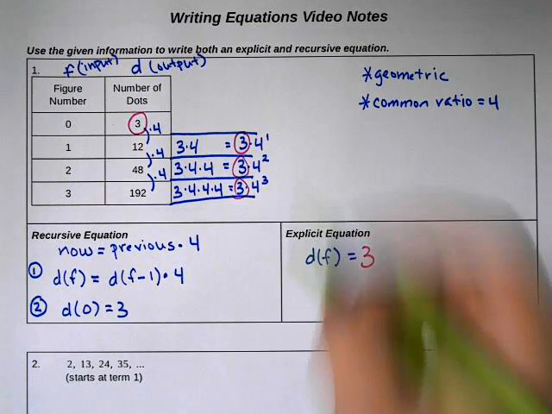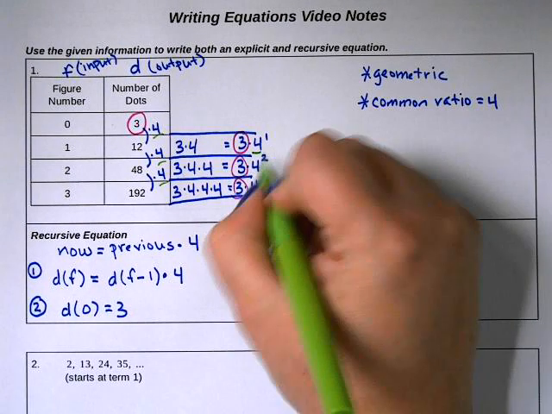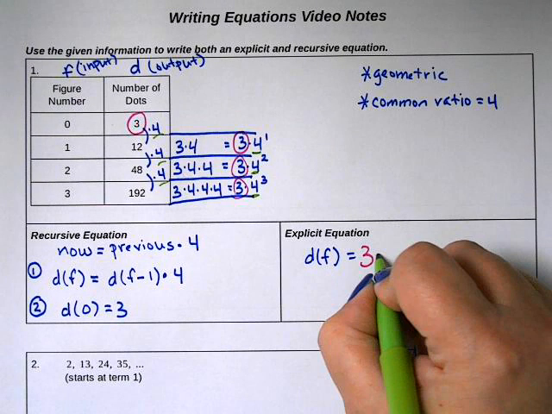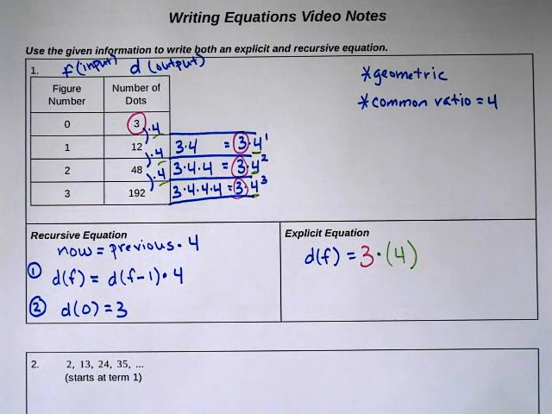Then I can see that my pattern here was multiplying by 4, and I can see that that's the base of my exponent. So I'm going to do times 4. And now I just need to figure out what's special about that exponent.